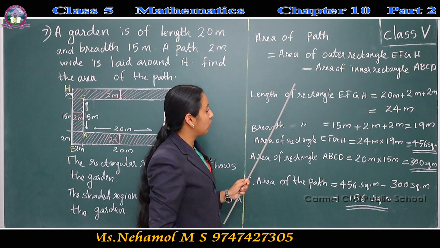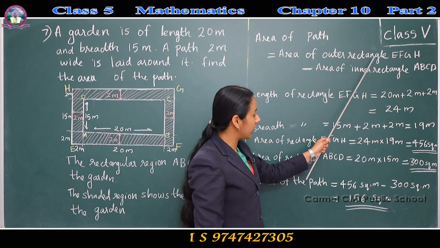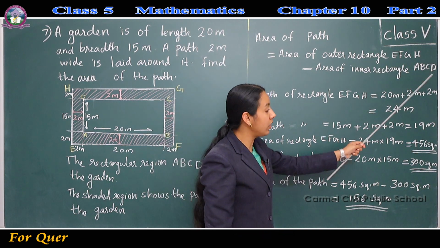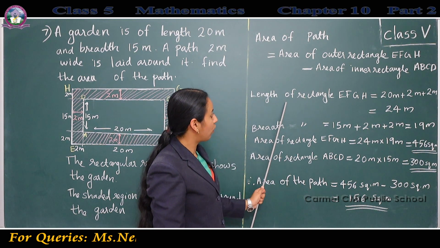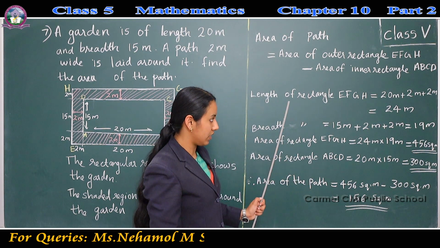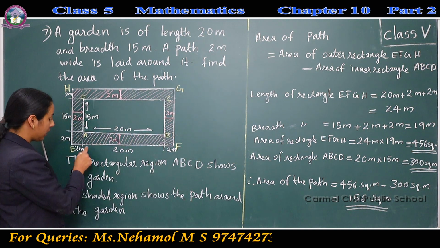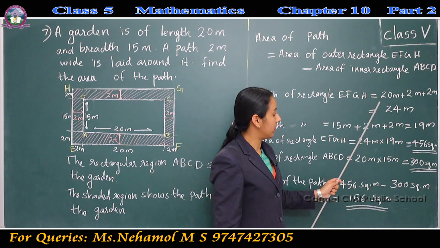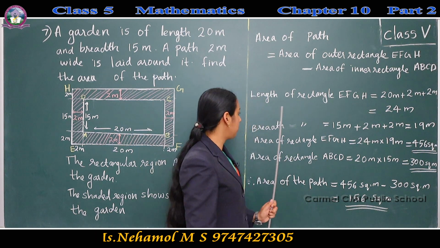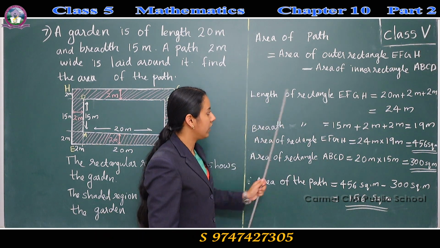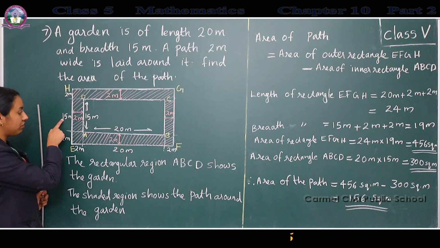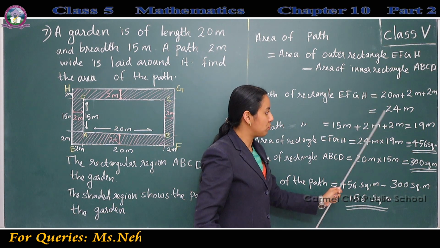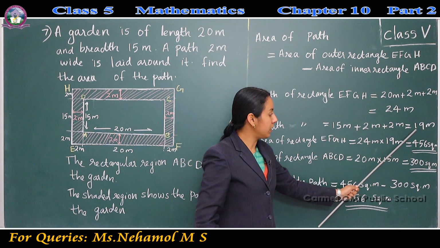Area of path is equal to area of outer rectangle EFGH minus area of inner rectangle ABCD. Then length of rectangle EFGH is equal to 20 meter plus 2 meter plus 2 meter, that is equal to 24 meter. Then breadth of rectangle EFGH is equal to 15 meter plus 2 meter plus 2 meter, that is equal to 19 meter.